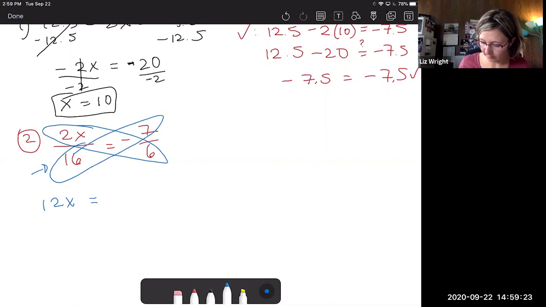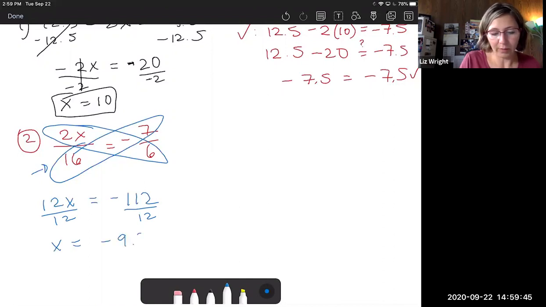I don't know what that is off the top of my head, so I'm going to put it in my calculator. Should be negative 112. And then you're dividing both sides by 12. So I'm going to divide that by 12. And then you should be getting, in my calculator, it says x equals negative 9.3 repeating. Well, I'm going to want you to keep that as a fraction. So that's going to be the same as x equals negative 9 1/3.